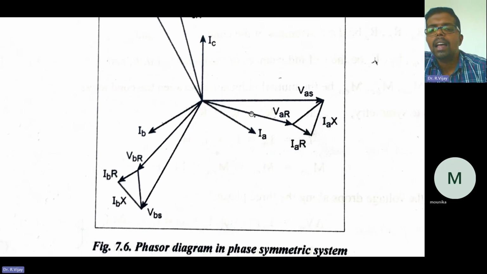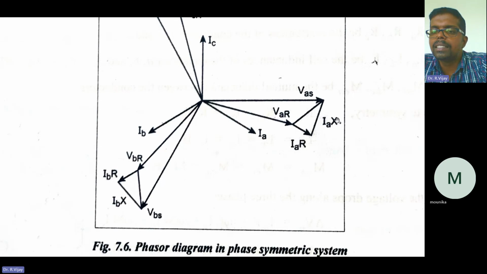Coming to the phasor diagram in the symmetrical system. Say for example, VAR is the receiving end voltage, having the resistance drop of IA into R plus the reactance drop of IA into X. So the resultant is the sending end voltage VAS. This is the receiving end voltage, having the impedance, so definitely there will be an impedance. That impedance is divided into the resistance component as well as the reactance component.